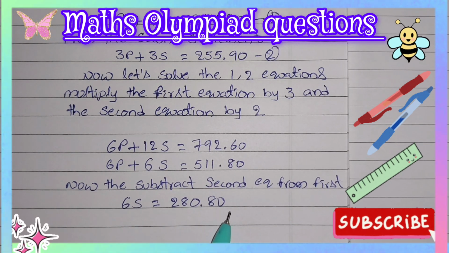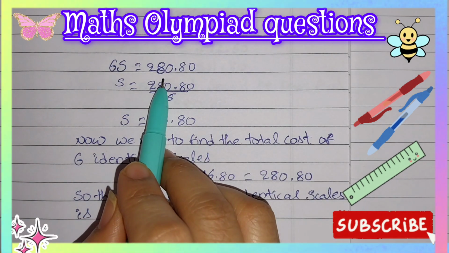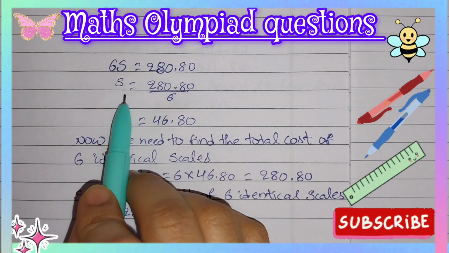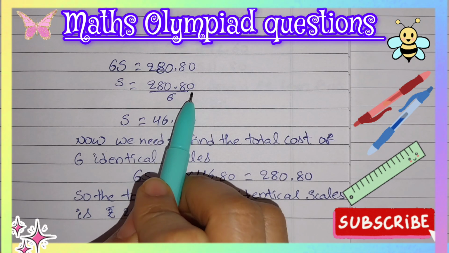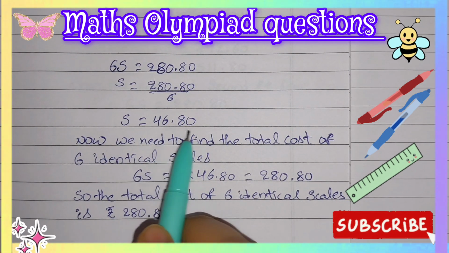6s equals 280.80. S equals 280.80 divided by 6. So S equals 46.80.